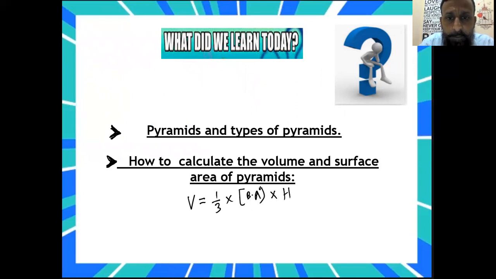Now, dear students, this base area, as I told you earlier, plays a very important role. If it is a square base pyramid, you're going to write in the formula the area of a square as length into length. If it is a triangular base pyramid, in this base area bracket, you're going to write the area of a triangle, that is half into base into height. So hope the message is clear. The concept is clear and you have learnt a lot today.